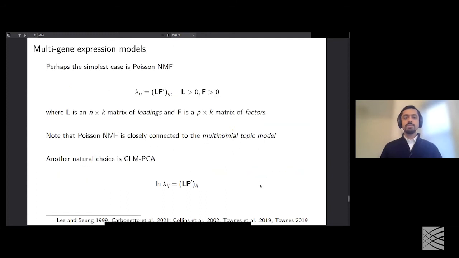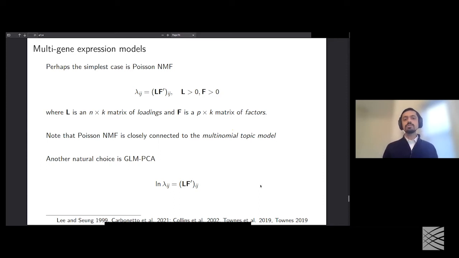Okay. Yeah. So I'll now move to multi-gene expression models, and everything becomes more complicated here. So I'm just going to talk about the assumptions. What are the kinds of assumptions that are being made when you decide to apply one of these methods to your data? So the simplest case is possibly the simplest case.